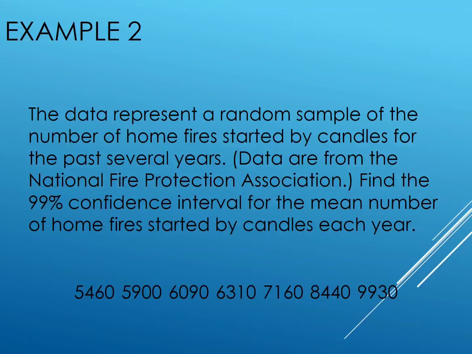First things first, I am not given the sample size. I am not given the sample standard deviation. I am not given the sample average. However, I am given the sample itself. And I have 1, 2, 3, 4, 5, 6, 7 data points. So my sample size is 7. My average is found by adding these 7 numbers and dividing by 7. And then using your calculator, if you recall from chapter 3, how to find the standard deviation by putting it into a list and then computing the standard deviation.